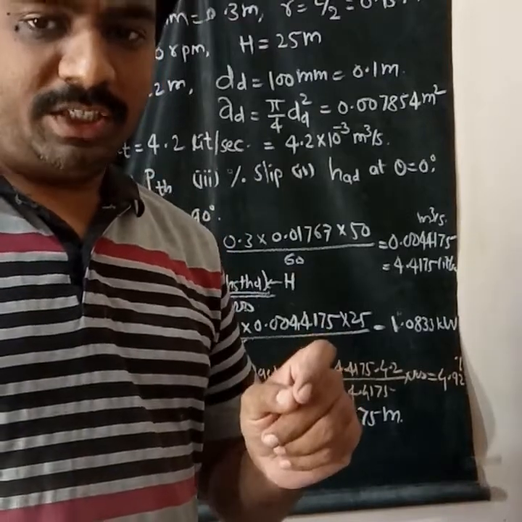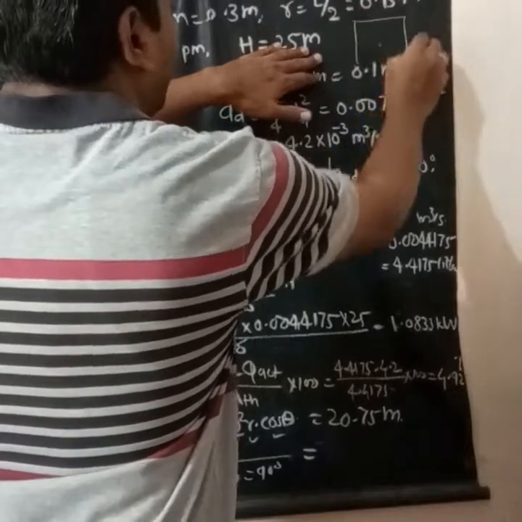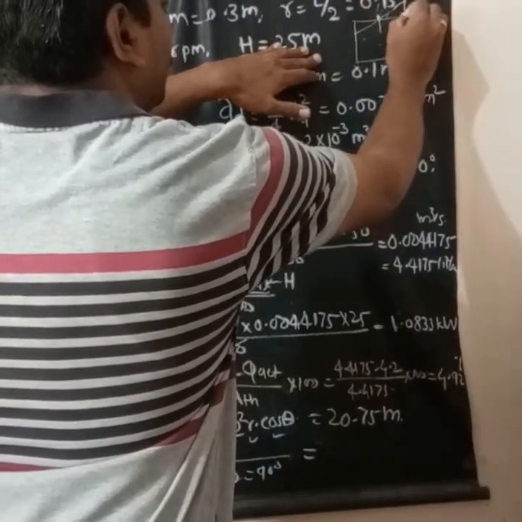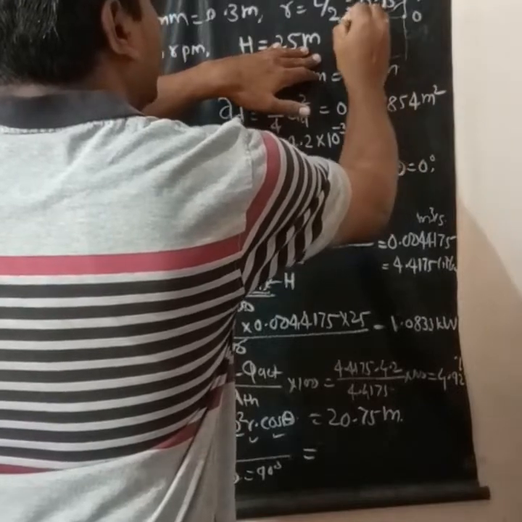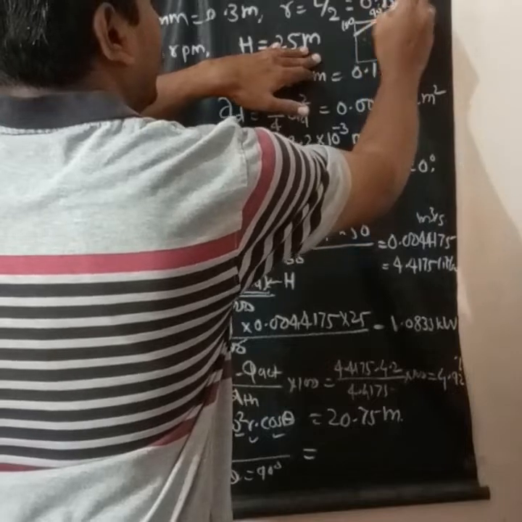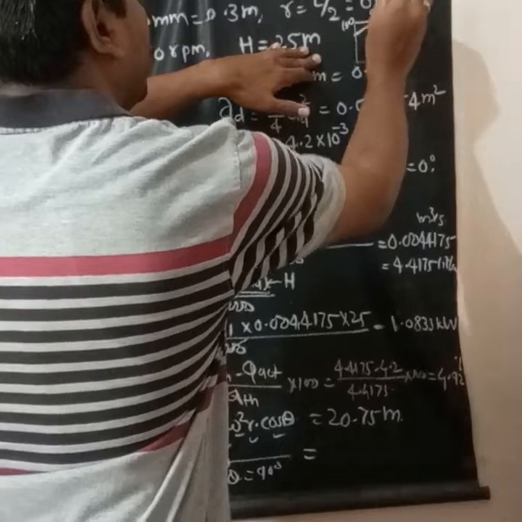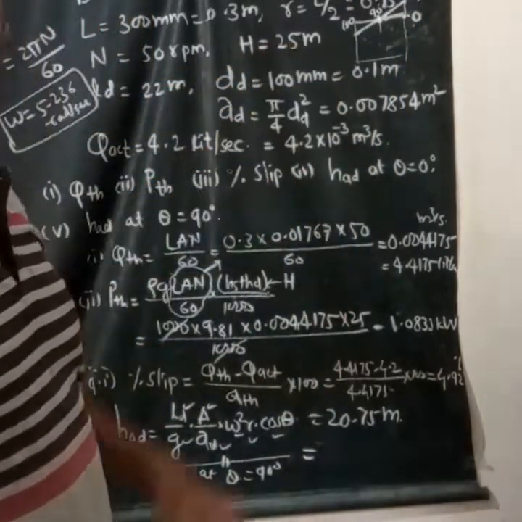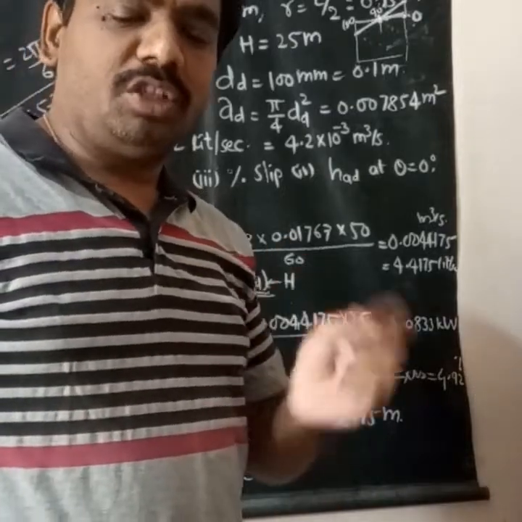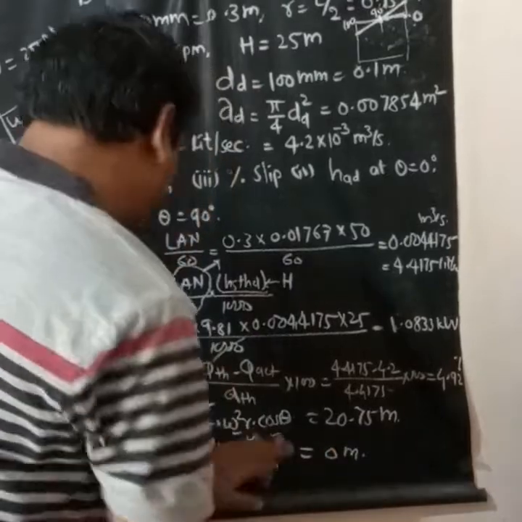So HAD. In the indicator diagram, you already observed that whenever there is a delivery stroke, this is 0, this is 90, this is 180. You can observe that at 90 degrees, the value of HAD is 0, because when theta equals 90 degrees, the HAD becomes 0. So the answer is 0 meter.